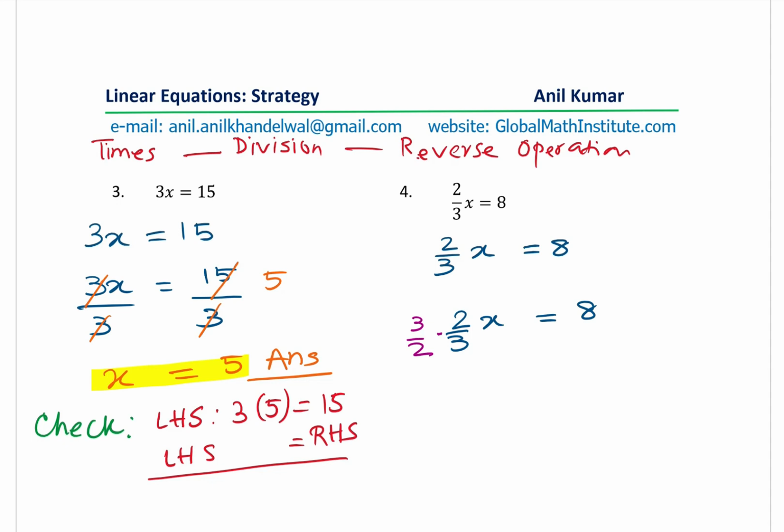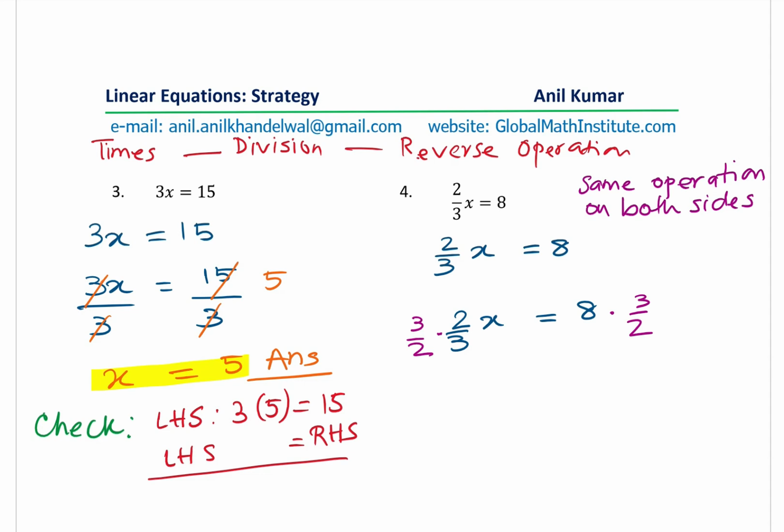Now, since this is an equation, we have to do the same thing on both the sides. So that is an important concept. Always we do the same operation on both sides to get the correct result. Perfect. So that is how you're going to do it.